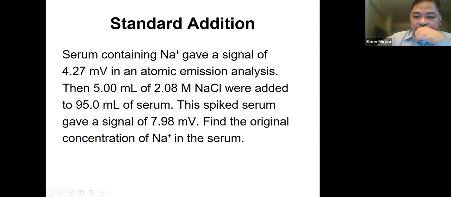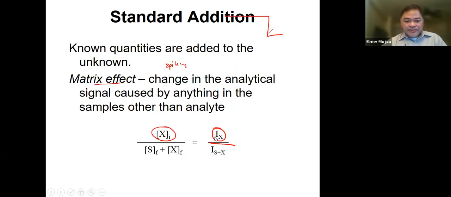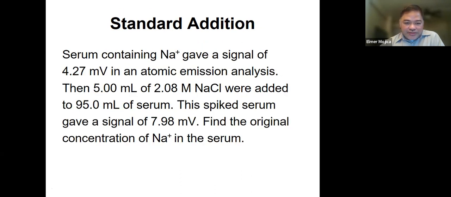A serum contained Na plus that gave a signal of around 4.27 millivolts in an atomic emission analysis. Then 5 ml of 2.08 M NaCl were added to 95 ml of serum. So this spiked serum gave a signal of 7.98 millivolts. Find the original concentration of sodium in the serum. So we're going to apply this formula here. So ano meron na alam natin?